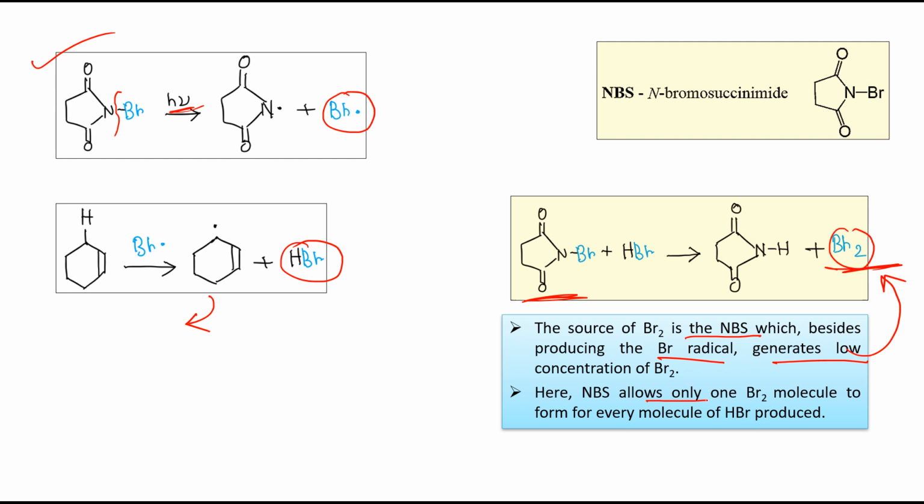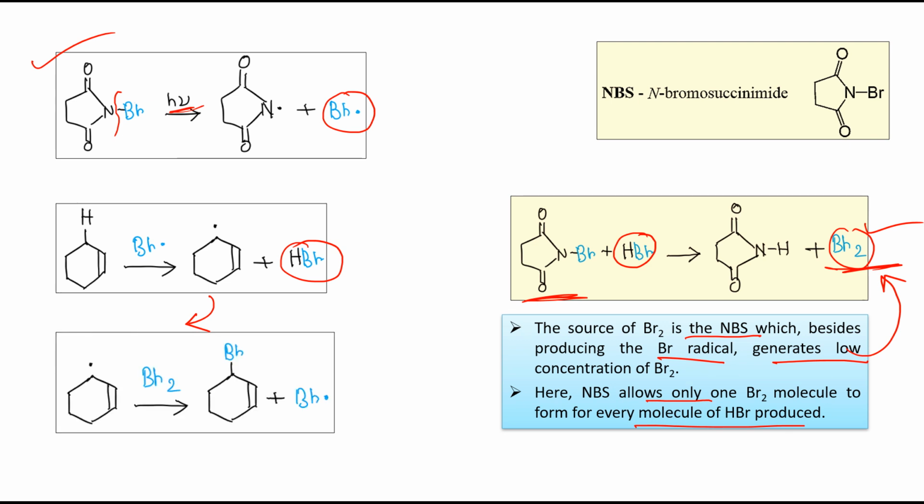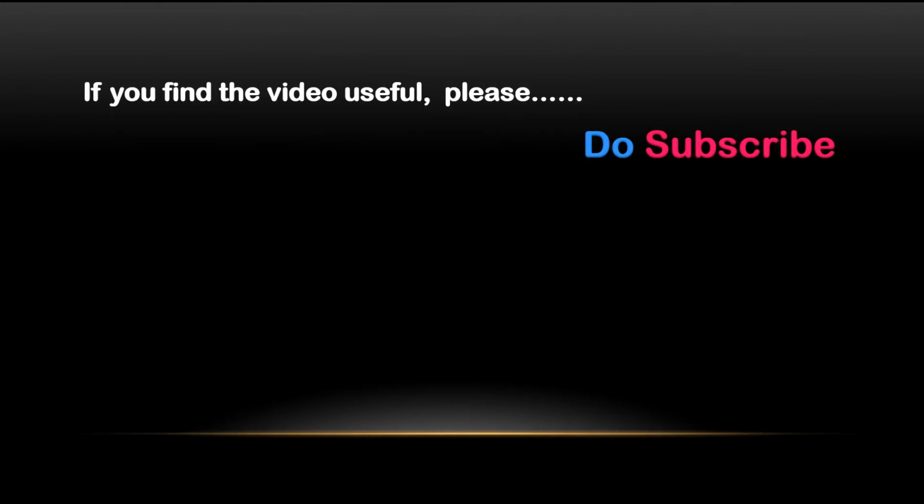So here NBS is allowing only one bromine molecule to form for every molecule of HBr, which is clear from this equation. So as this bromine concentration is low, because we are not using bromine directly, the competing reaction will not be very important in this case. So these two steps in the propagation step are the same as we have seen in the previous slide. But here we are not using bromine directly, to avoid the side reaction or competing reaction, which is radical addition reaction. Fine. So that's all for this video.